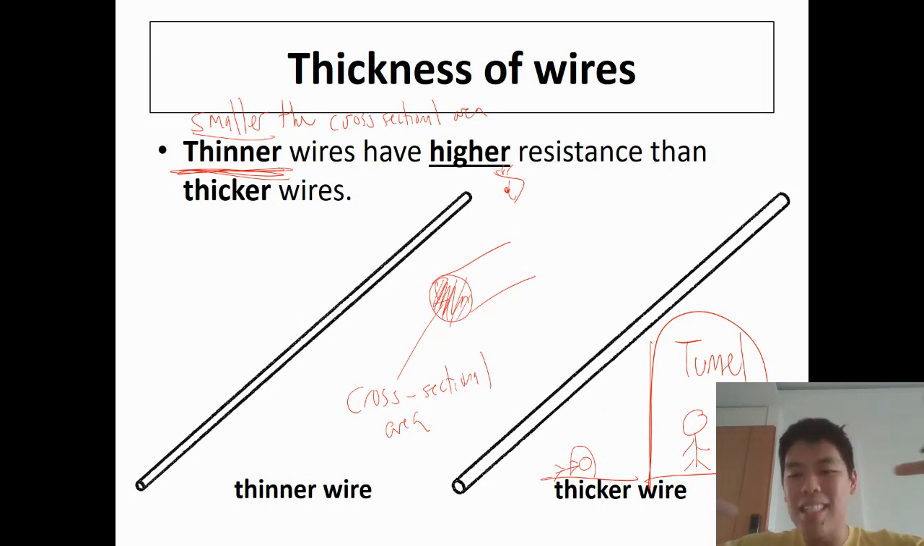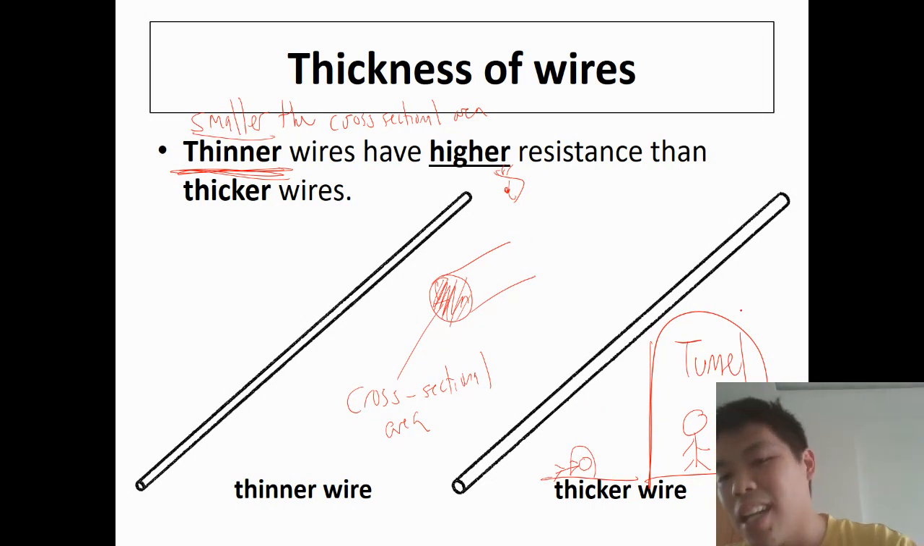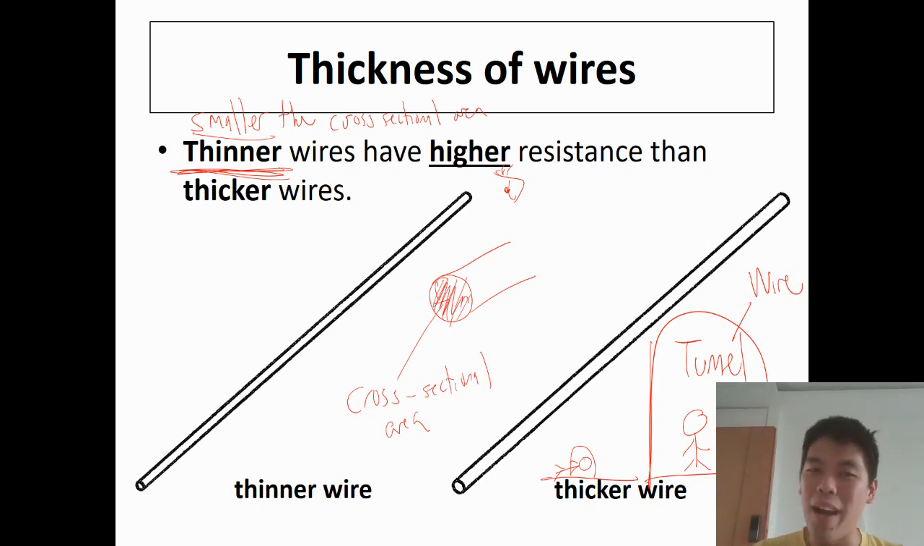So the bigger the tunnel, and in this case your tunnel is the wire, the bigger the wire, do you think the resistance will be high or low? Will this person be able to walk in easily? Yes, he's able to walk in easily, so resistance is low. Similarly, if your tunnel is very long, the person will take forever to go through, very high resistance.